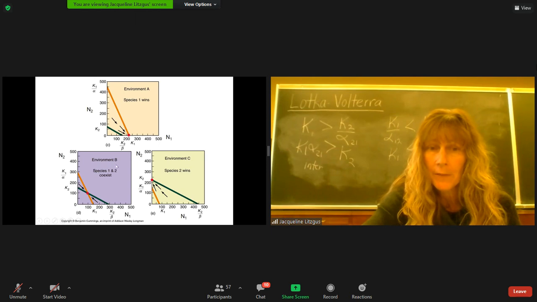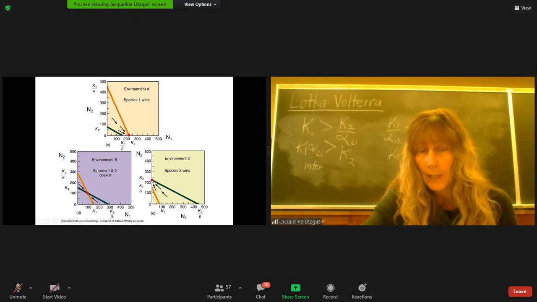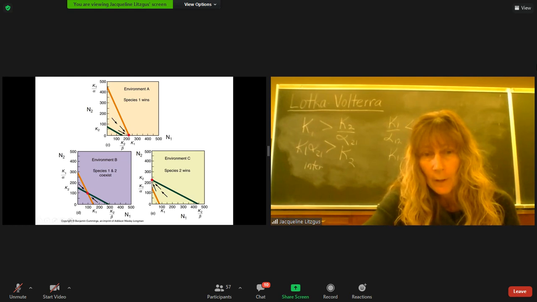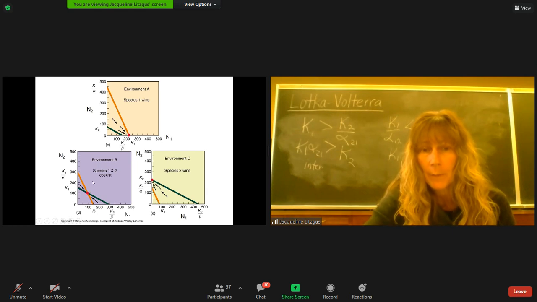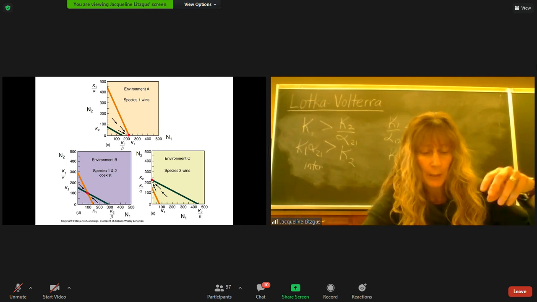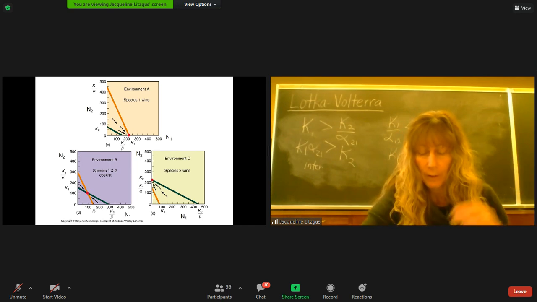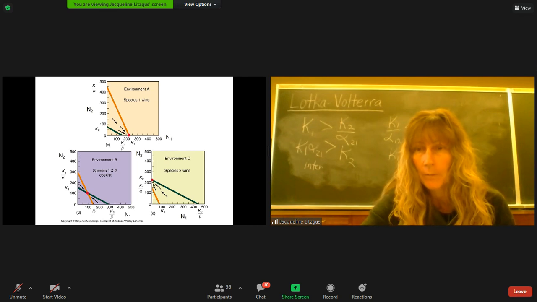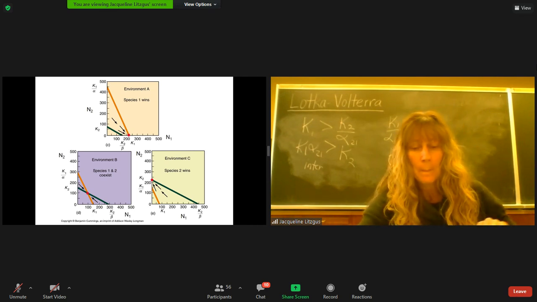In environment B, if you remember, this is where there were seeds of both sizes. And sure enough, in this case, we have species one and species two coexisting with each other because they're more worried about competing with themselves than with each other. So individuals within species two are more worried about competing with individuals within their own species than they are about the other one. So they coexist, okay?